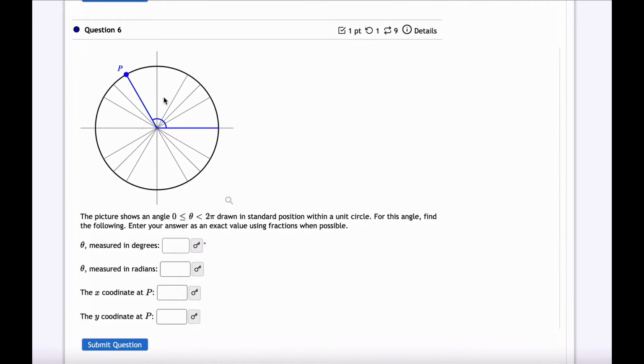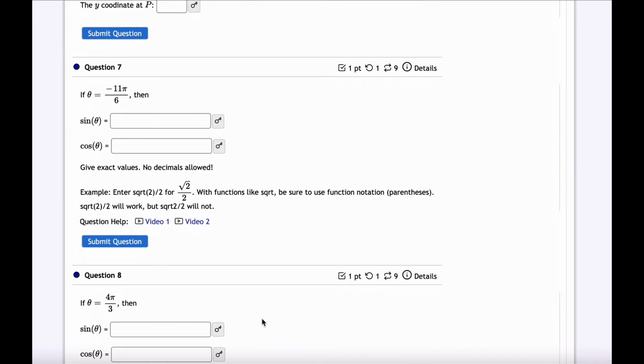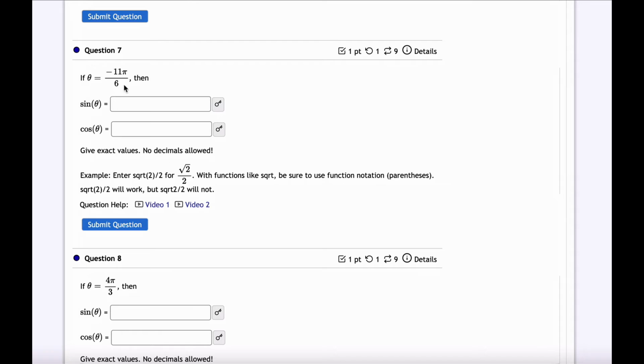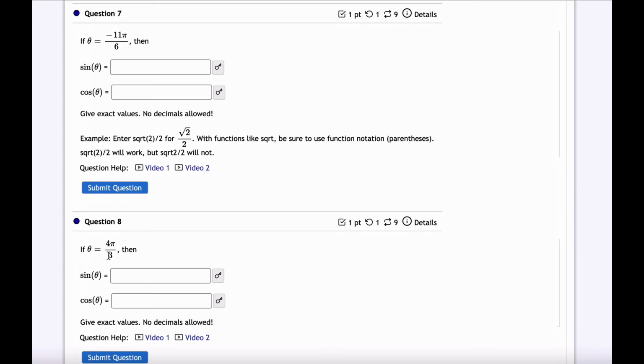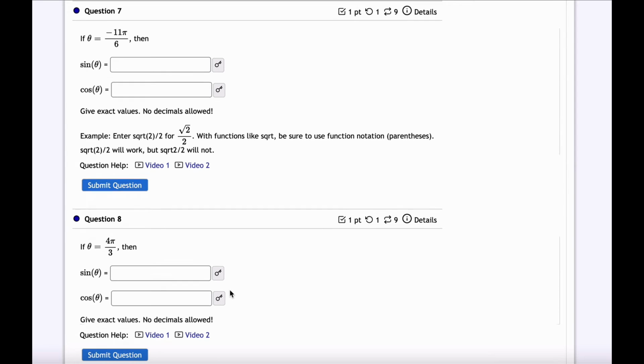Question 6 is the exact same, except that since it randomly selects the point, presumably the point will be in a different spot for you. But again, the angle in degrees, radians, the x and the y coordinates of that point. Then question 7 gets into sine and cosine. So they give you an angle. This should be coterminal with one of the points on your unit circle, the memorized values, and maybe you could figure out the sine and the cosine of that angle. Same idea with number 8 here, where you want the sine and cosine of an angle. It's just a different angle that they give you here as opposed to here.